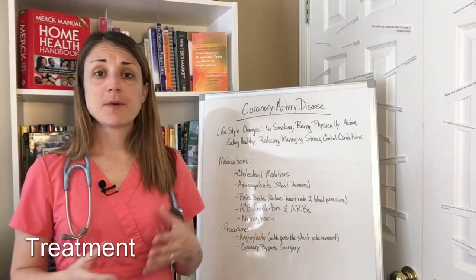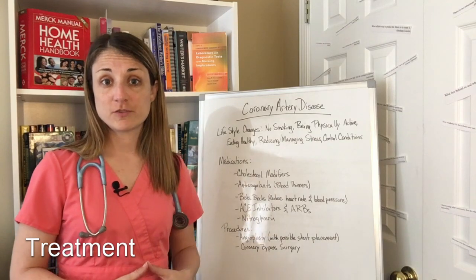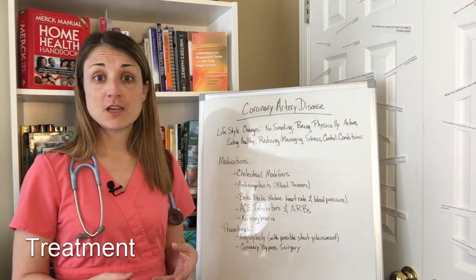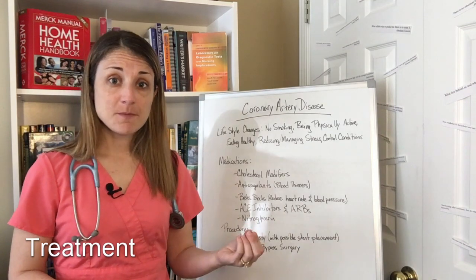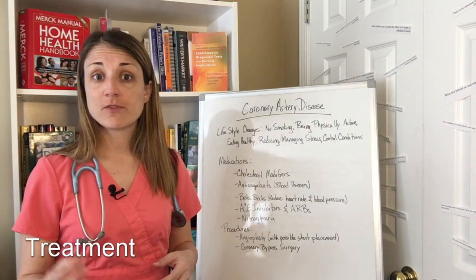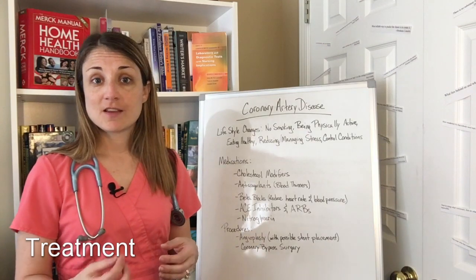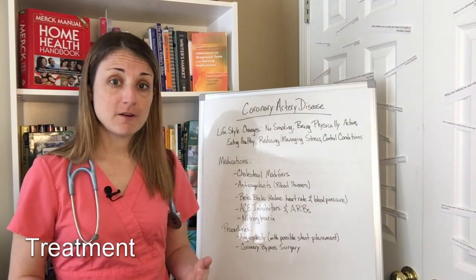Obviously, with coronary bypass surgery, this is also known as open heart surgery. And this involves actually going in and bypassing the blocked artery with either a synthetic made artery or an artery or a vein from somewhere else in your body that is then transplanted to that area.